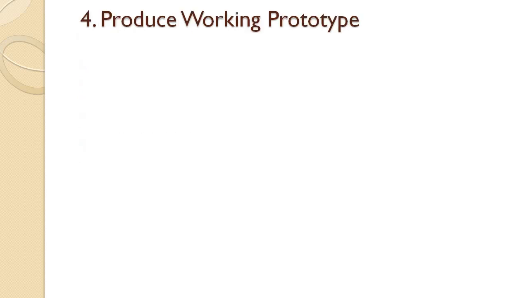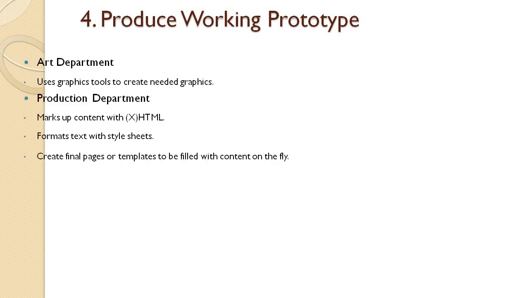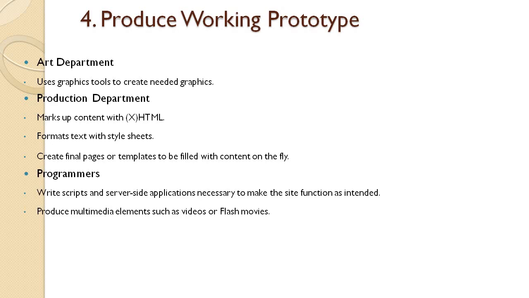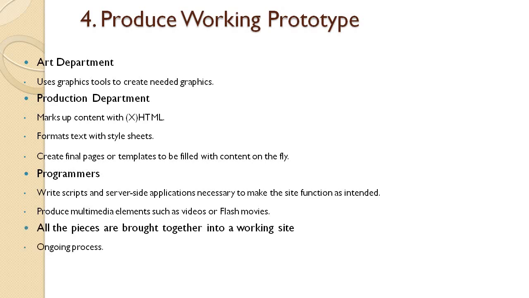Art direction: produce a working prototype. The art department uses a graphical tool to create the needed graphics. The production department marks up the content in XHTML, formats text with a style sheet, and creates the final page template to be filled with content on the fly. Programmers write scripts and server-side applications necessary to make the site function as intended, and produce the multimedia elements such as video, Flash movies, etc.